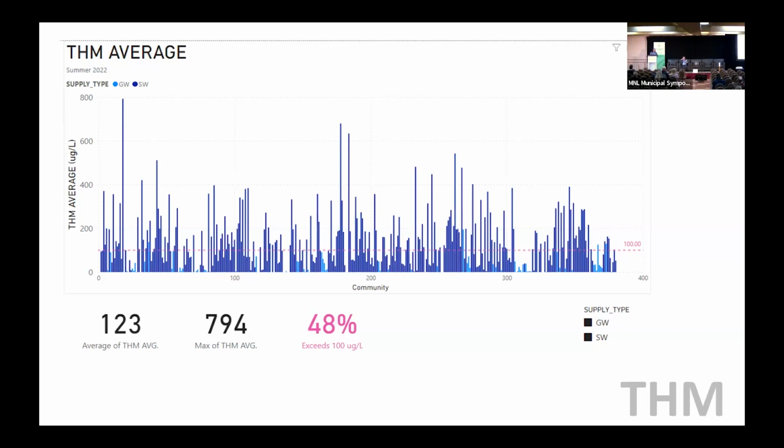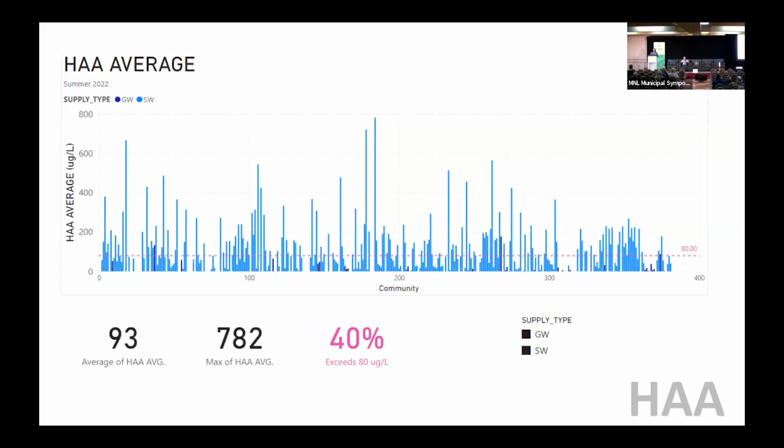And we can see again that red or pink colored line is indicating the guideline value. This graph is just a snapshot in time. I'm not looking at the past 3 years, but this is for summer 2022, and it's the average. We can see that there are a number of samples that are above the 100 micrograms per liter for THMs. And then similarly, here's the other disinfection byproduct that we sample for, the HAAs.